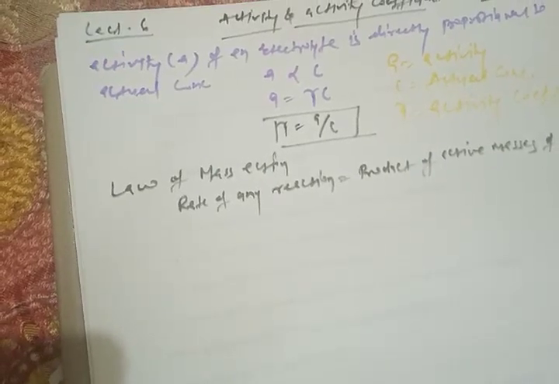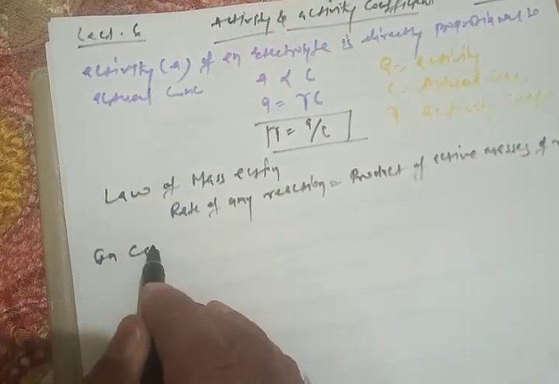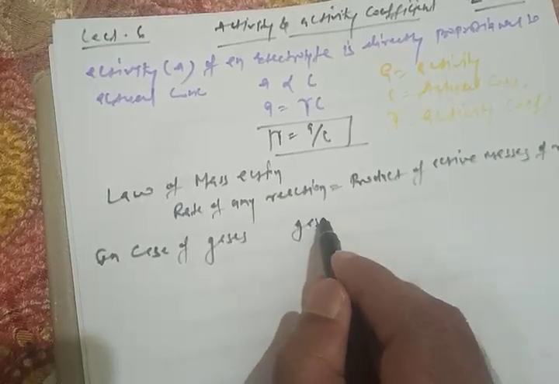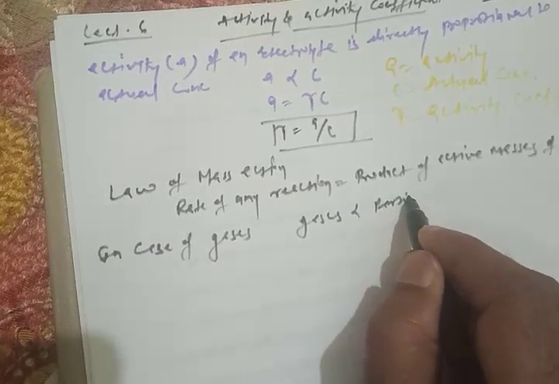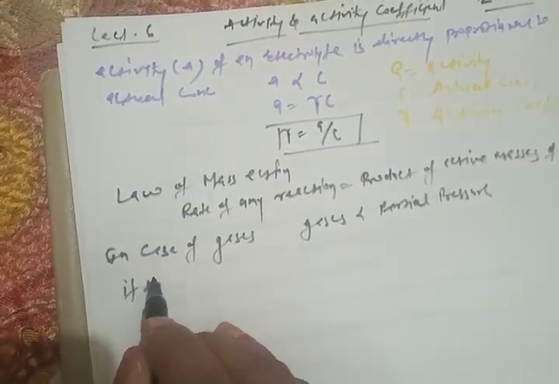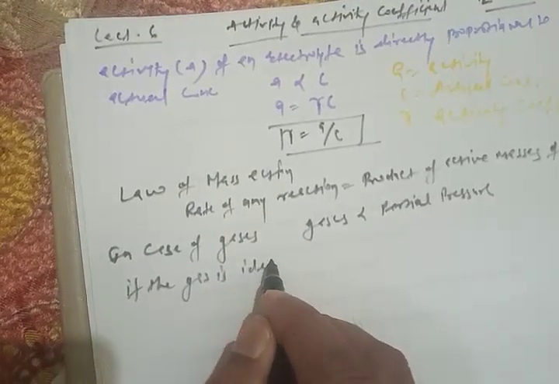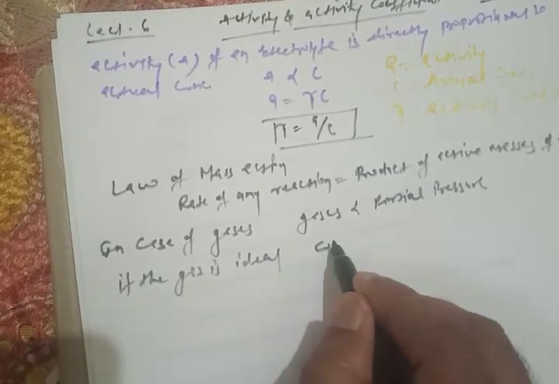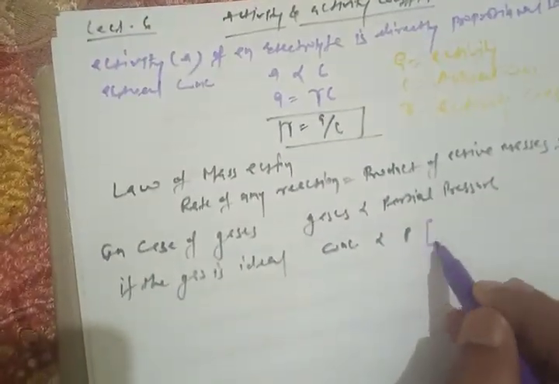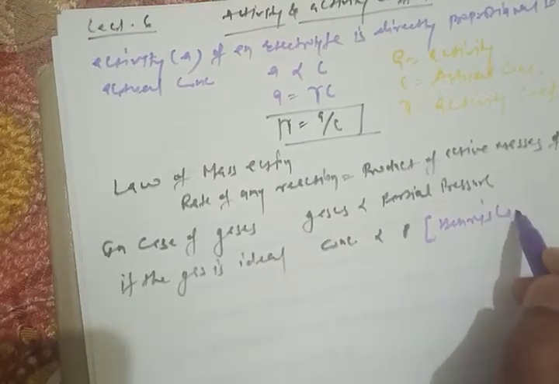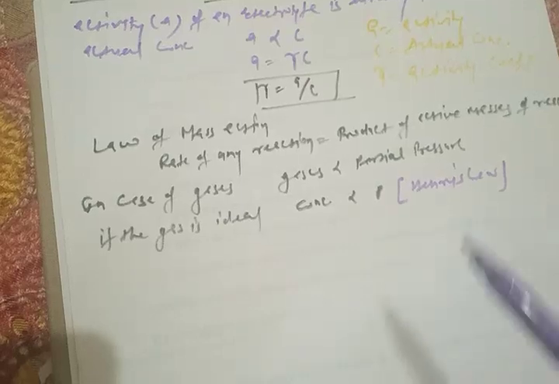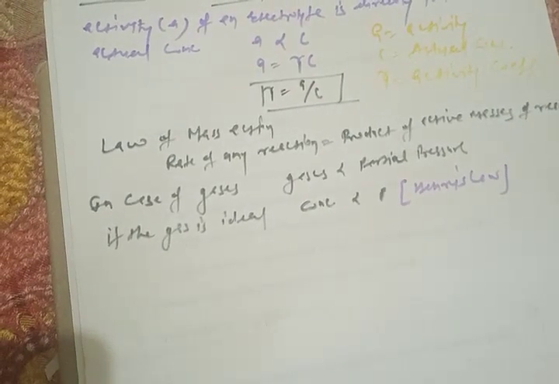In case of gases, what will happen? If you take gases, that is directly proportional to the partial pressure. And if the gas is ideal, then the concentration is directly proportional to the pressure. This is according to Henry's law. You all remember Henry's law. For the ideal cases, concentration is directly proportional to pressure. So this is for solids and gases, but what about the solution?